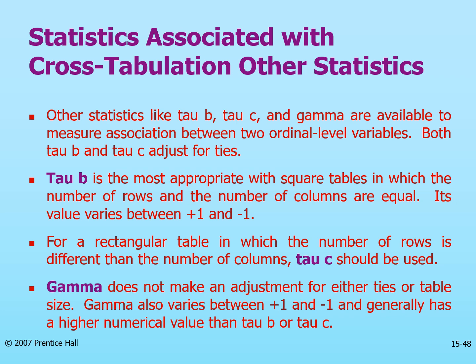Both tau B and tau C adjust for ties. Tau B is the most appropriate with a square table, in which the number of rows and the number of columns are the same. For a rectangular table, where the number of rows is different from the number of columns, tau C is to be used. It means that if your table is 2 by 3 or 4 by 5, or you can say 4 by 3, then you have to use tau C.